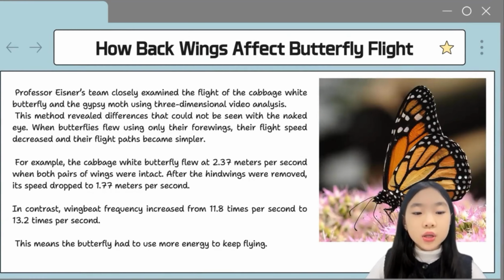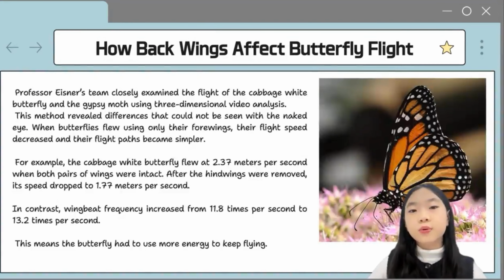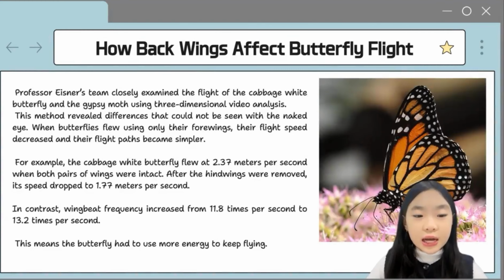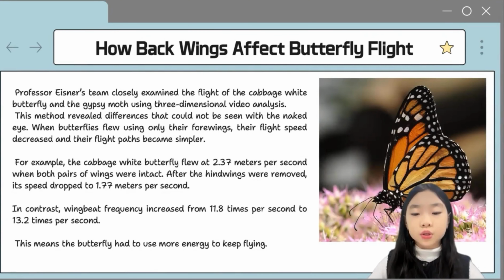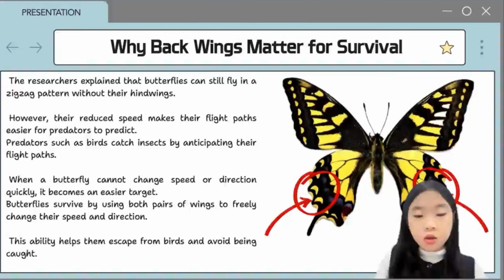For example, the cabbage white butterfly flew at 2.37 meters per second when both pairs of wings were intact. After the hind wings were removed, its speed dropped to 1.77 meters per second. In contrast, wing beat frequency increased from 11.8 times per second to 13.2 times per second. This means the butterfly had to use more energy to keep flying.